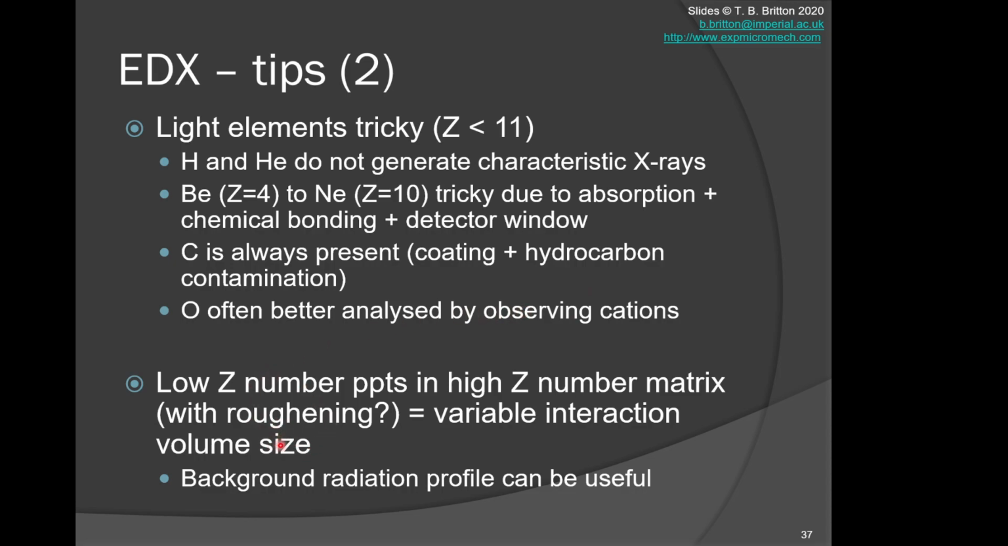One specific thing to worry about is if you have a low Z number precipitate in a high Z number matrix, effectively the electrons will strongly scatter from the matrix because they'll escape the low Z number precipitate. And this is also important when you have roughening due to, say, different polishing rates. And so you get variable interaction volume sizes, and that's important. You can detect the signature by looking at the background radiation profile. If the Bremsstrahlung looks weird, be nervous about the quant analysis.